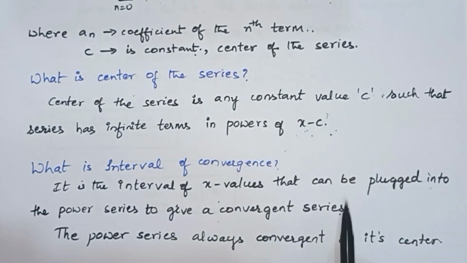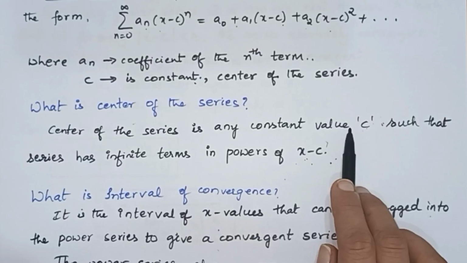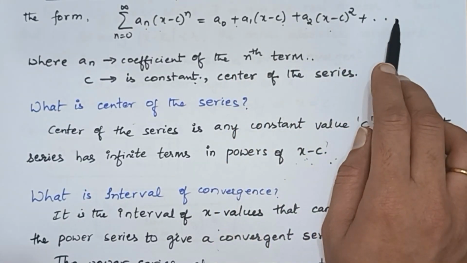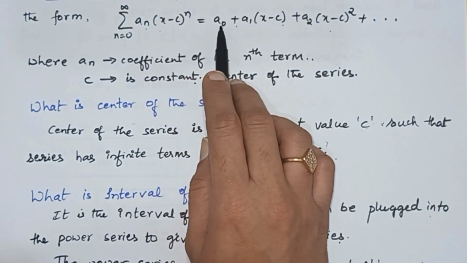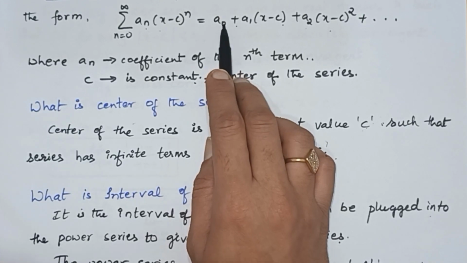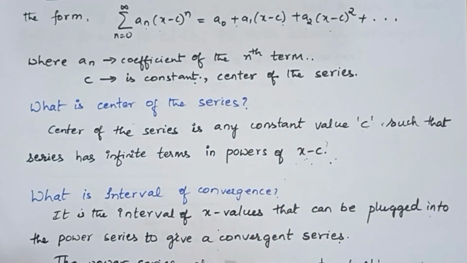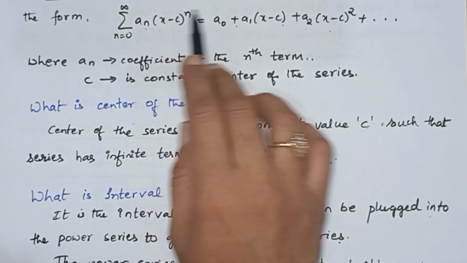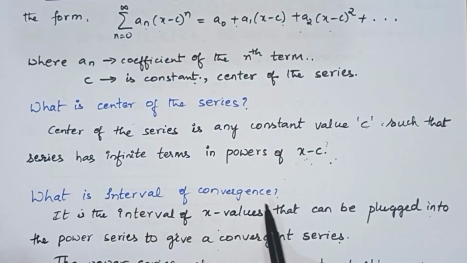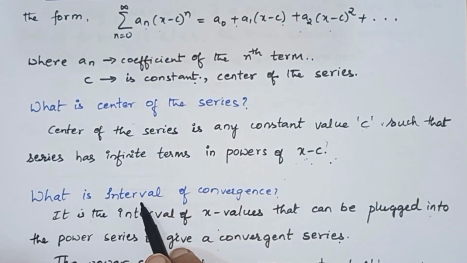Now, this power series always converges at the center because at x equal to c, all these terms will become 0. The series will go to a naught, which is a particular unique constant value. Hence, the power series always converges at the center. Other than the center, is there any value of x for which the power series becomes convergent? Then all such values collected together will give you the interval of convergence.